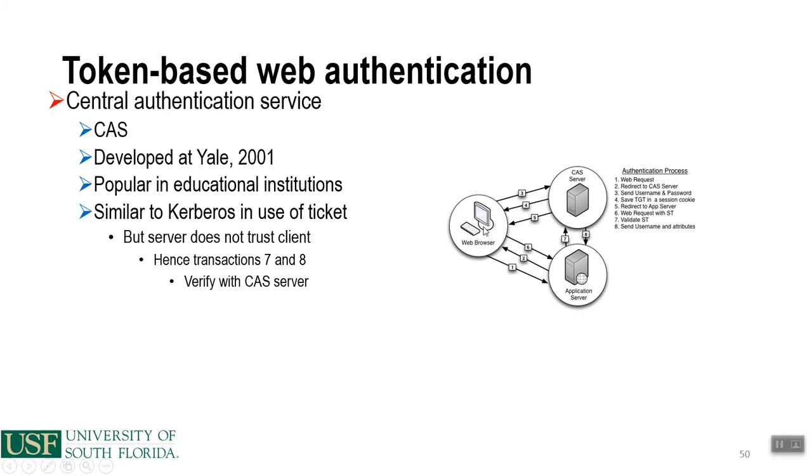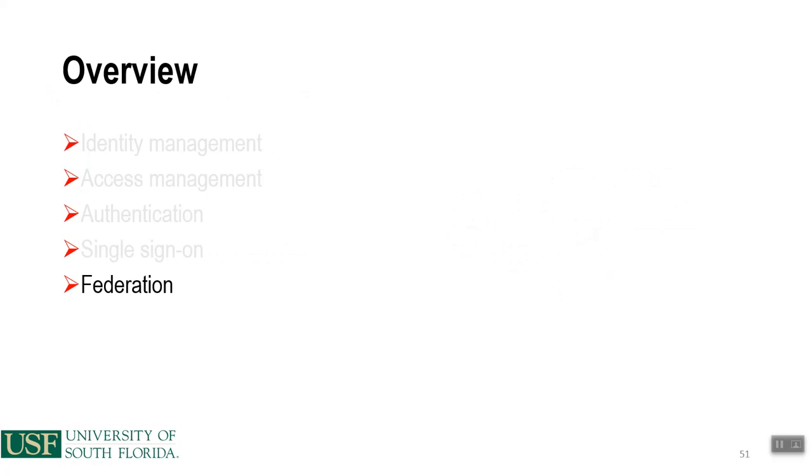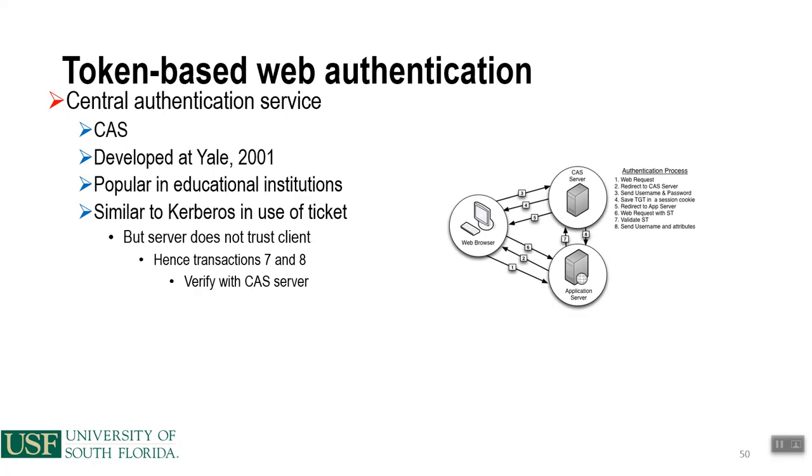So we're getting into some of the networking stuff that you may cover in previous classes, but don't worry too much about these little details here. There's a web request that's sent to the application server, it's validated, and then the username and attributes are sent back to the server as well. So that's just an overview of how Kerberos-type things are implemented in web authentication.